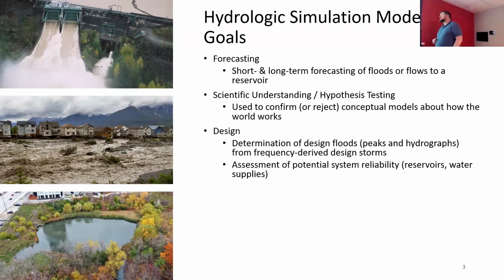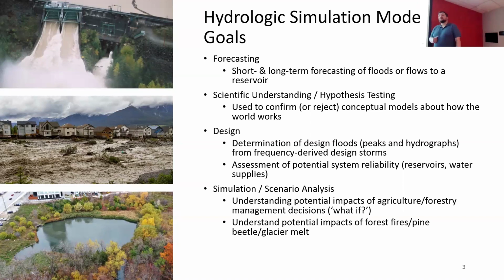We use hydrologic models for design. So we take estimates of 100-year precipitation or 50-year, 20-year precipitation of certain intensities. We propagate those through hydrology models in order to determine the magnitude of design floods. That might be peak flows, that might be peak volumes of flows from these frequency-derived storms. We also use them in reliable design. So we would try to use models to assess potential system reliability, and that might be for cascading reservoir systems and how we manage them, how we design them.